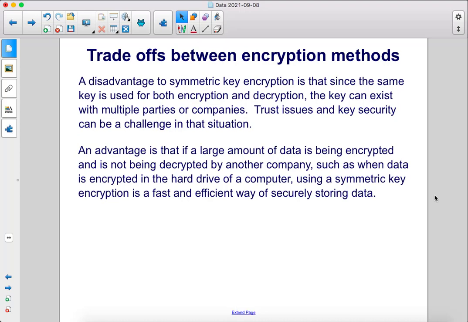A disadvantage to symmetric key encryption is that since the same key is used for both encryption and decryption, the key can exist with multiple parties or companies. Trust issues and key security can be a challenge in that situation. An advantage is that if a large amount of data is being encrypted and is not being decrypted by another company, such as when data is encrypted in the hard drive of a computer, using a symmetric key encryption is a fast and efficient way of securely storing data.